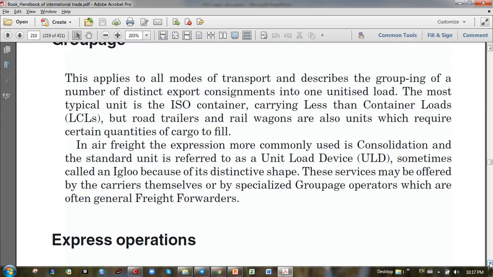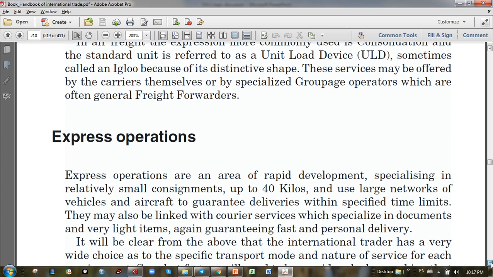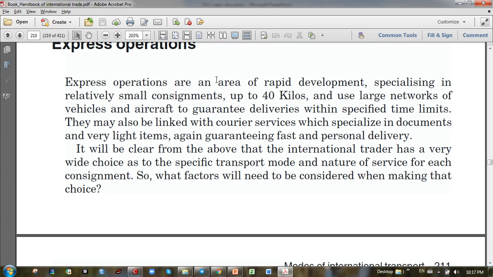Group H, or grouping. What does it mean? These apply to all transport and describe grouping a number of distinct export consignments into one unitized load. That's why it's called grouping. Express operations, what does it mean? We can read it there.